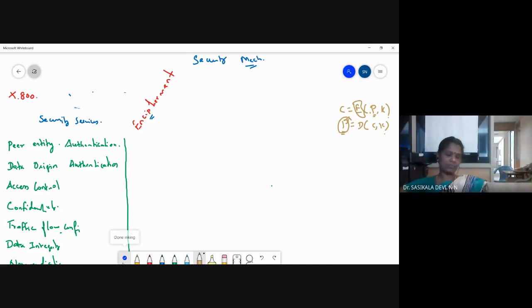Encipherment is a mechanism that includes two things: encryption and decryption. It includes both symmetric cryptography as well as asymmetric cryptography. Symmetric crypto systems or asymmetric crypto systems, everything comes under encipherment. So encipherment is a mechanism.